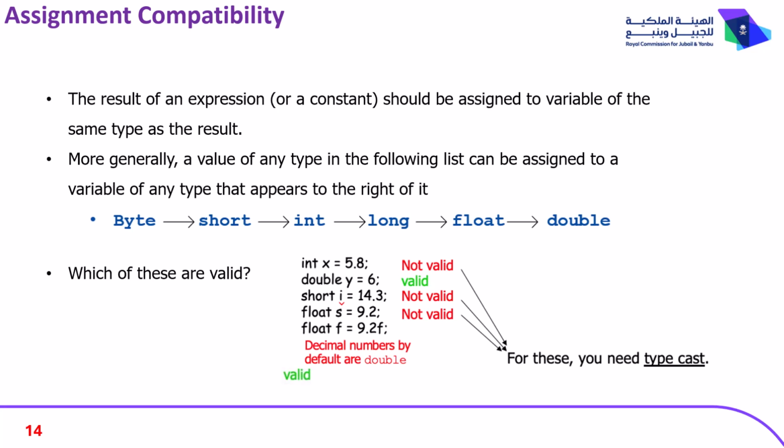Assignment compatibility. The result of an expression or a constant should be assigned to a variable of the same type as the result. More generally, a value of any type in the following list can be assigned to a variable of any type that appears to the right of it.